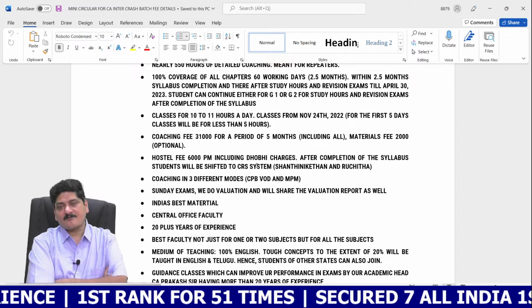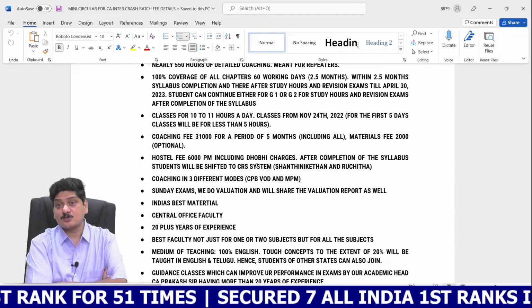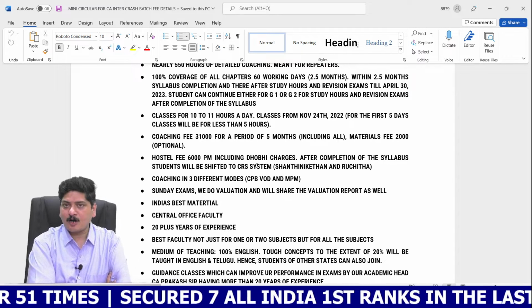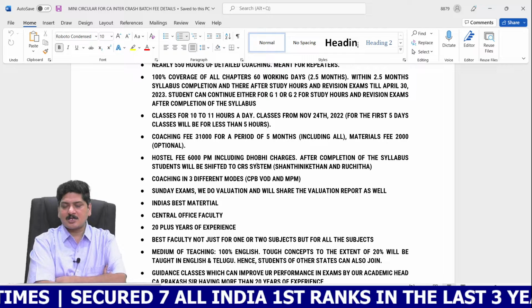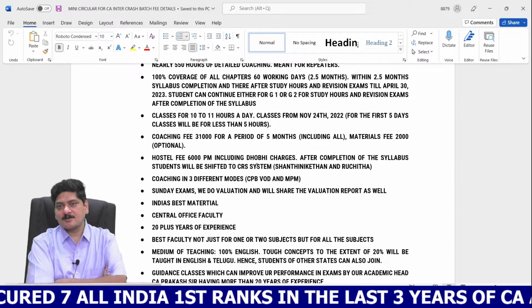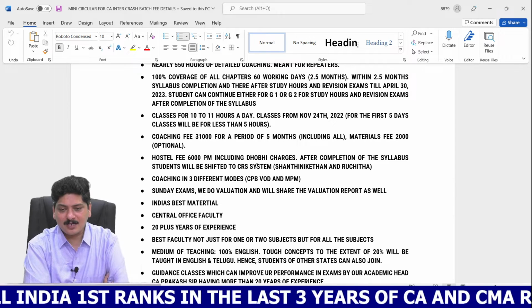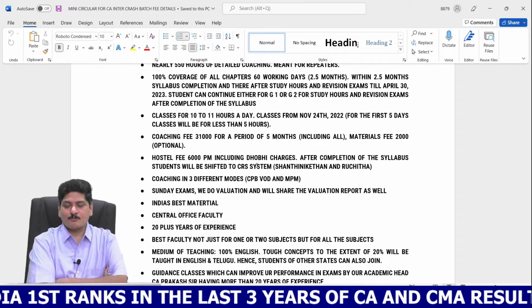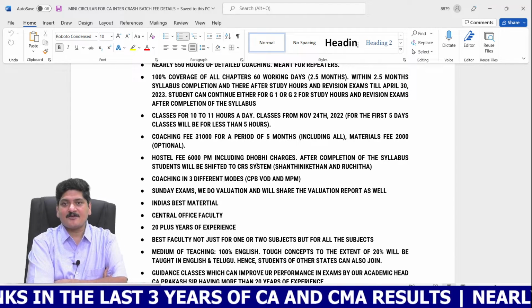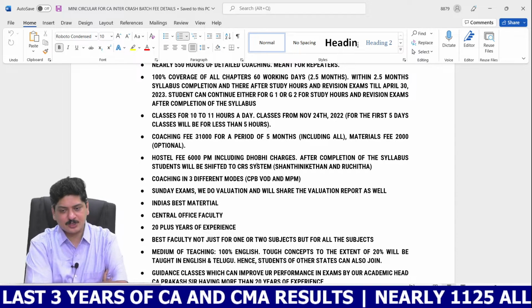Please do note that after completion of the syllabus, our hostel students will be shifted to the CRS system, the complete residential system. Boys will be shifted to the Shantiniketan campus, and girls will be shifted to the Ruchita campus. The decision may change. Shifting to CRS is mandatory, but we haven't taken any final decision on the campus. It is only a preliminary decision.